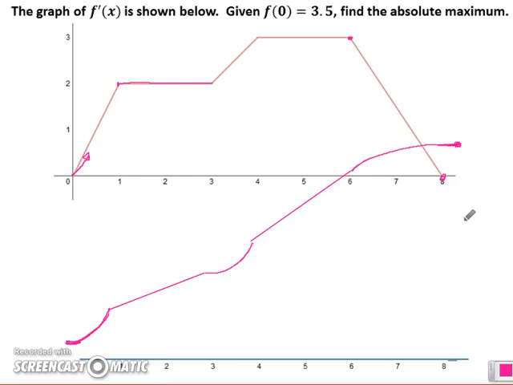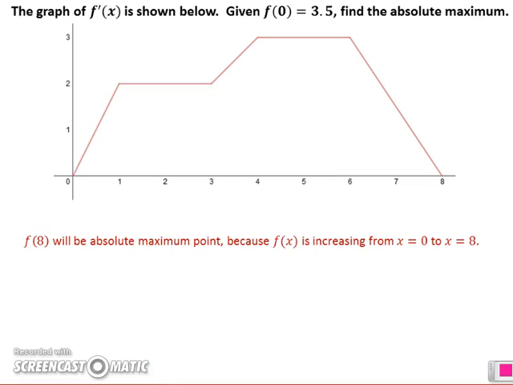So the question is asking, what's the absolute maximum? Well, if you notice, we really didn't need to graph this. I just wanted to show you the concavity again. But if this is a forever increasing graph, and we know that because the first derivative is positive, well, the absolute maximum has to occur when x equals 8. So f of 8 is going to be the absolute maximum point because f of x is increasing from 0 to 8. And f of 0 is the lowest point.